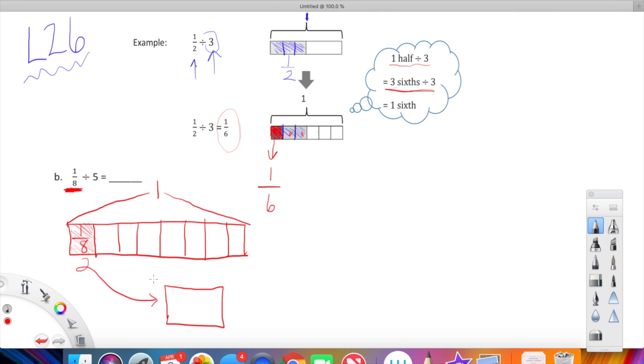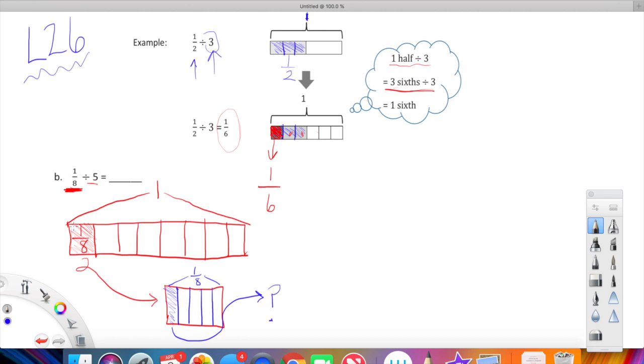So now my 1/8, friends, needs to be divided into 5 equal groups. Notice I'm using red and blue. So we're going to divide our 1/8. This is 1/8. I just snapped it off of our whole. 1/8 needs to be sliced into 5 equal slices. So I have 1, 2, 3, 4, 5. And what we need to figure out, friends, is what fraction is that teeny tiny slice?